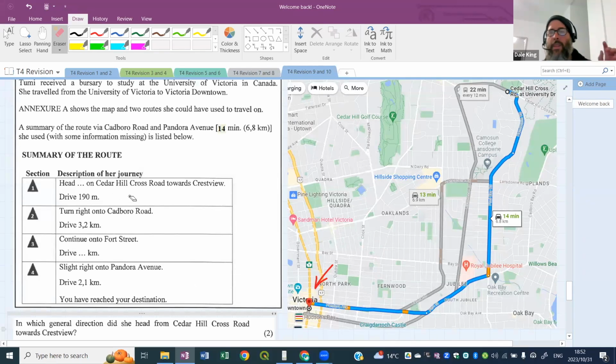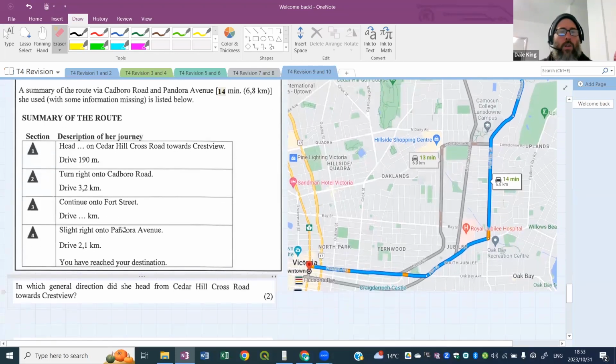And then when you press go, the lady starts to speak to you on your phone or on your laptop or whatever. Okay. In 190 meters, you're going to turn right. So these are the instructions the lady actually reads to you. Let's see what questions they have. We'll do a couple of them.